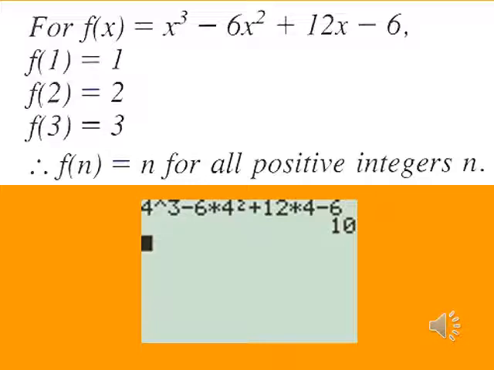They have some function where they evaluate f of 1 and get 1, they evaluate f of 2 and get 2, and they evaluate f of 3 and get 3. So they make the claim that this is going to always give the number you put in for all positive integers. And all you have to do to show that's wrong is find one situation where it doesn't work out. You can see on the screen that if you plug in 4, you don't get 4, and so it doesn't work for all positive integers.